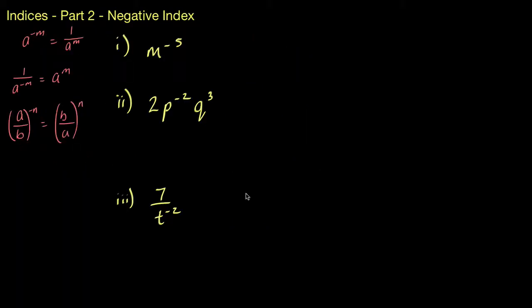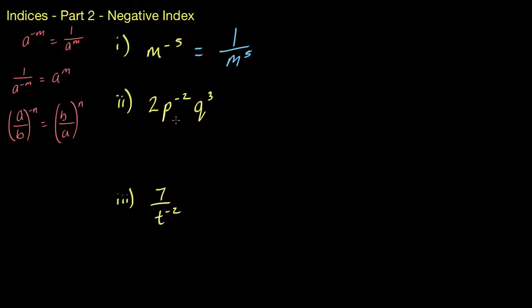So let's take a quick look at these three examples here before we go any further. I want to express all of these as positive indices, so I want to remove anything like these negative powers that we've got here, here, and here. So what I'm going to do first of all is just turn this one straight away. We now know that that's 1 over m to the power of 5. So that there is done already.